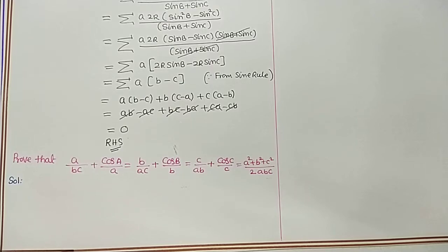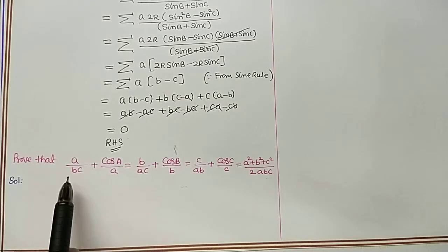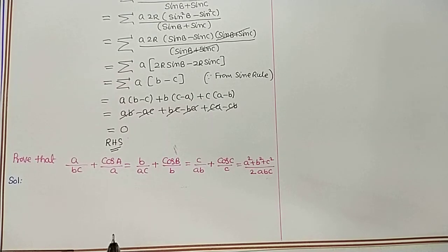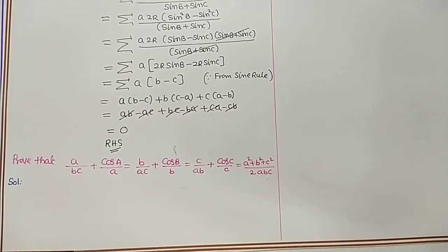The next question. Prove that a by bc plus cos A by a equals b by ac plus cos B by b equals c by ab plus cos C by c equals a square plus b square plus c square by 2abc. Among these three, we have to consider one value and prove that it equals a square plus b square plus c square by 2abc, and then similarly we can write the others. So here, first one I am taking now.